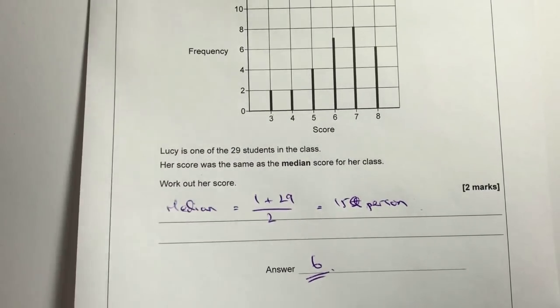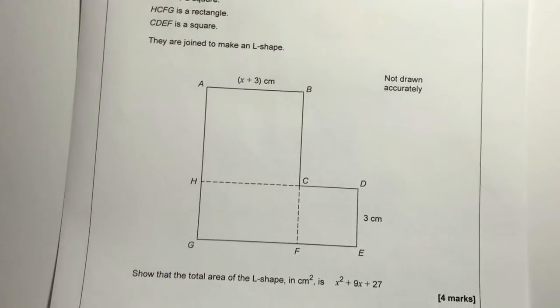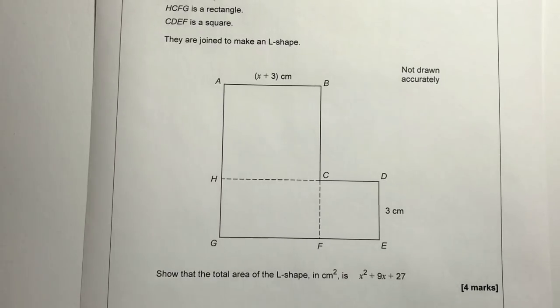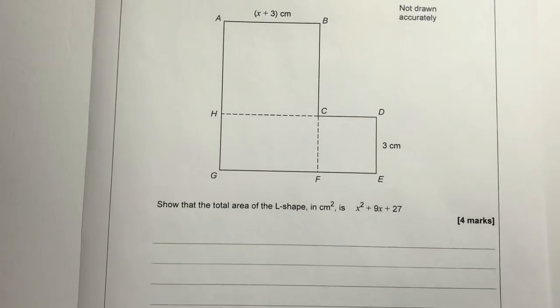Let's now move on to question 12. Question 12 is one of those types of questions where they just need you to show something, by showing that the area of a shape can be made to look like this as an equation. Okay, so let's have a look at that. Hopefully these things are not too bad for you.